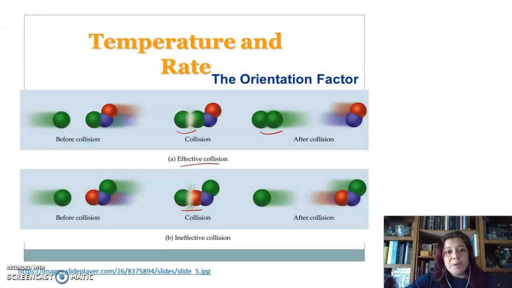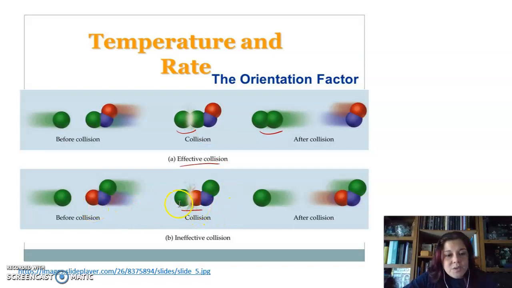This slide is a good example of how the orientation factor comes into play in collision theory. So this is showing you two reactants, a green particle and then this molecule here. And in this case, when they collide, the two green particles stick together and these two particles come apart as something different. So in this case, the way that the particles collided together as the activated complex, that's what this center representation is.